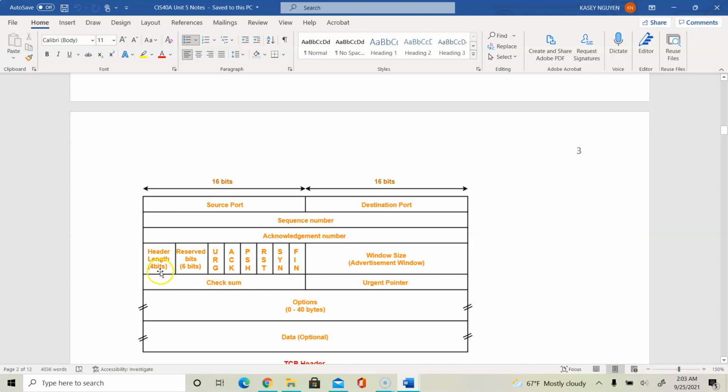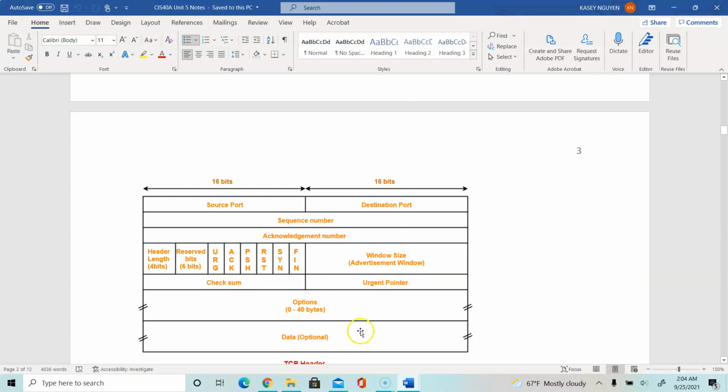So your header length is going to be 4 bits. The reserved bits are 6 bits. And the flags are used accordingly, like what we talked about. And then the window size, the advertisement window, is adjacent to that. There will be a checksum to make sure that everything is intact. If there is urgency, there will be an urgent pointer.